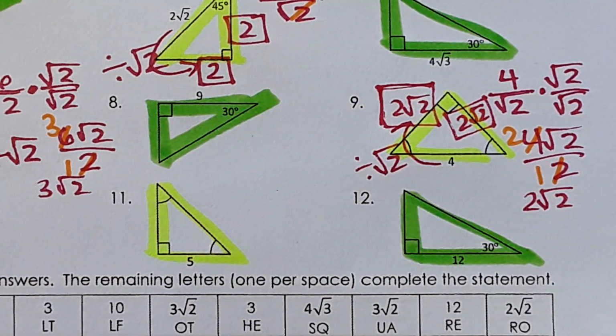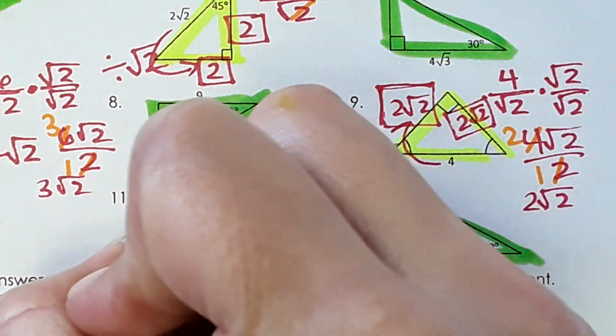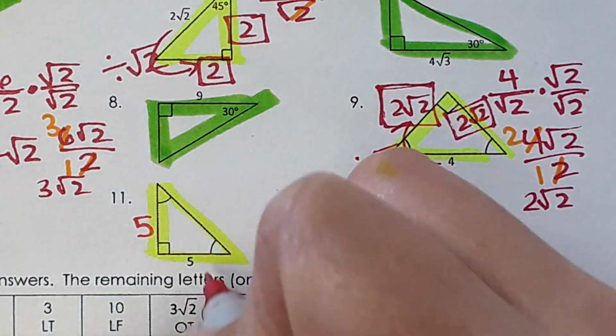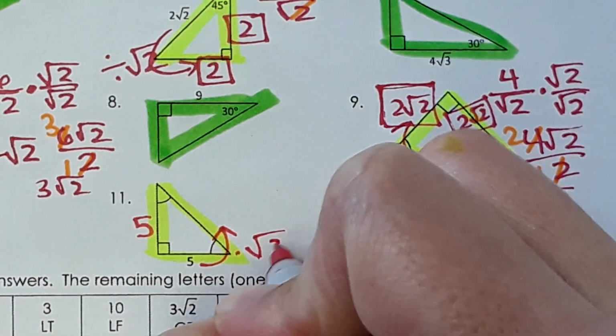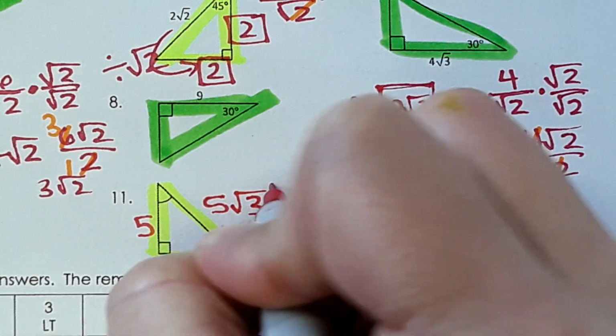Okay, then number 11 is the last one. 11, they actually took it easy on us. The legs are the same measure, so that's just 5. And then to get the hypotenuse, multiply by square root of 3. So we get this.